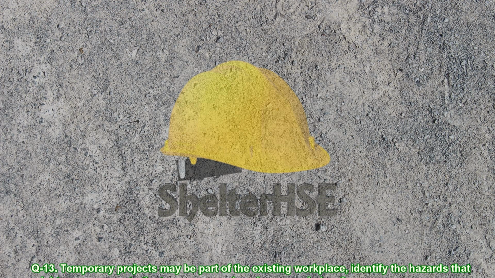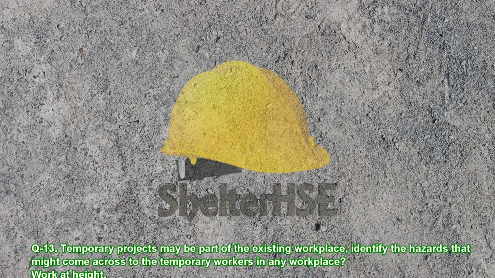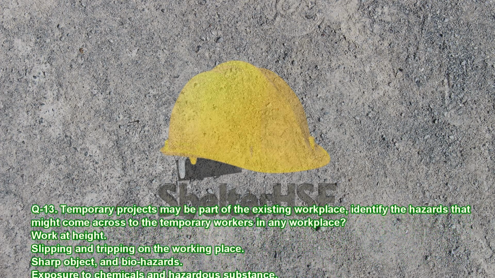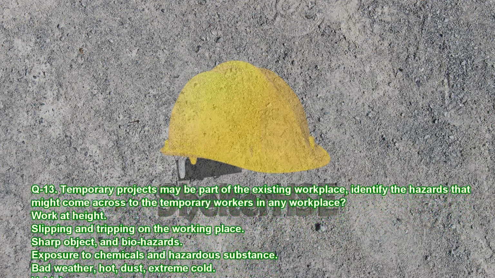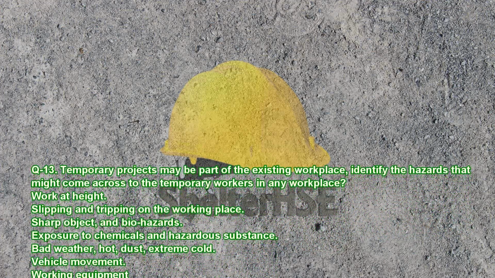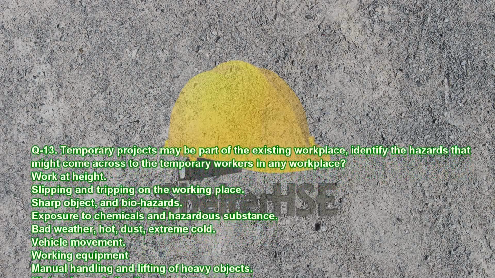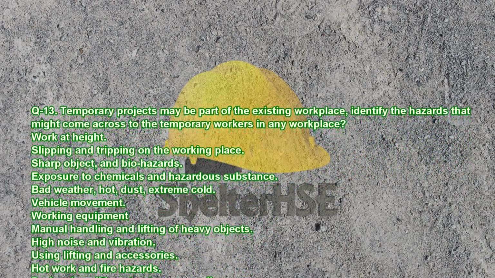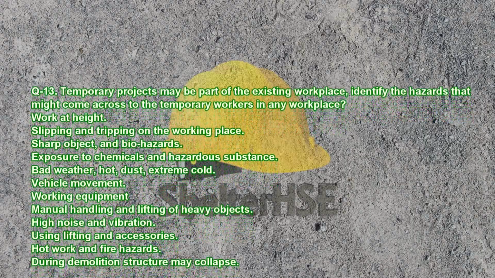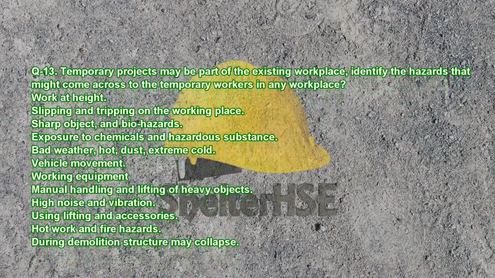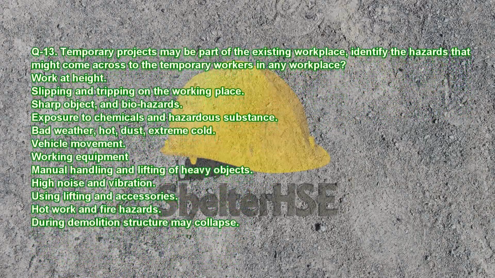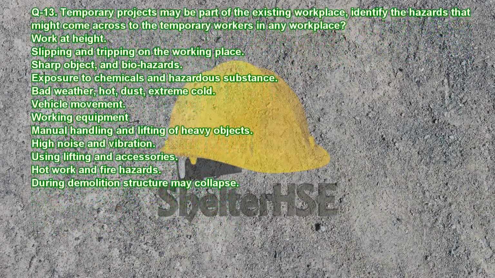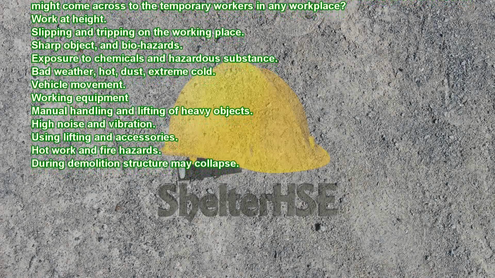Question 13. Temporary projects may be part of the existing workplace. Identify the hazards that might come across to the temporary workers in any workplace. Answer. Working at height. Slipping and tripping on the working place. Sharp objects and biohazards. Exposure to chemicals and hazardous substances. Bad weather, heat, dust, extreme cold.